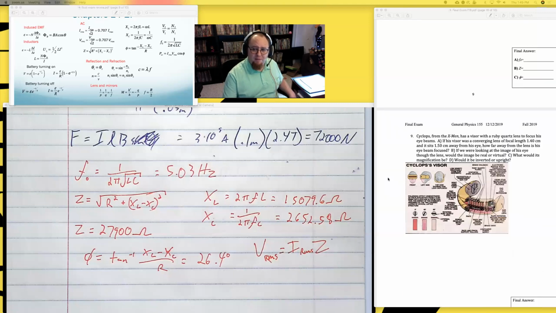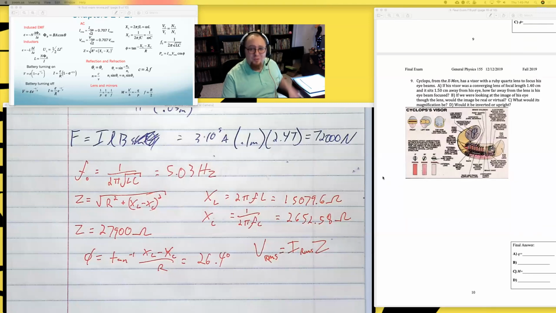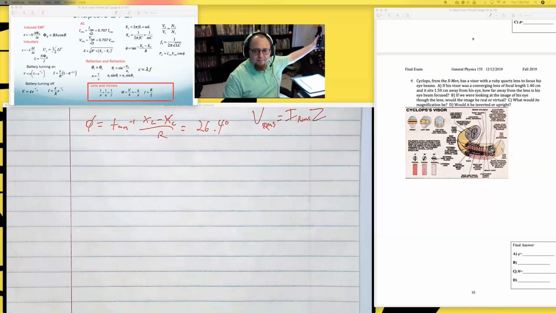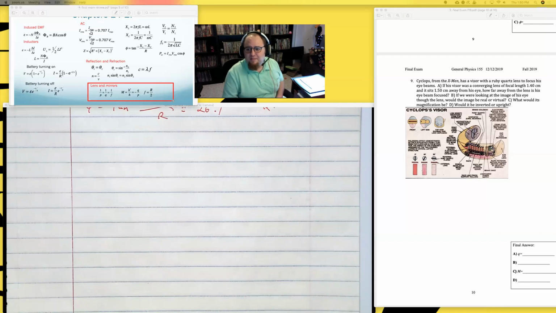The last problem will probably be the easiest one. It was on exam 2, and it probably will be here now. The last problem will involve lenses and mirrors, where the equations for lenses and mirrors are these guys. What I did was the lens in Cyclops' visor. I said Cyclops from the X-Men has a visor with a ruby quartz lens that focuses his eye beam. This visor was a converging lens with a focal length of 1.4 centimeters.